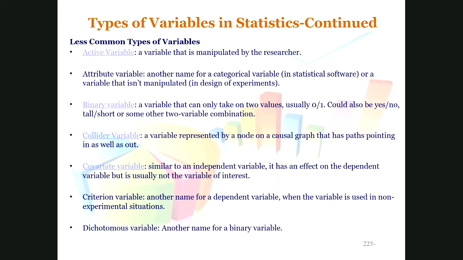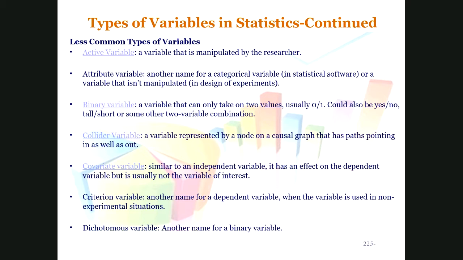The less common types of variables are active variables, a variable that is manipulated by the researcher. You're not going to do that in this particular case. Perhaps when you've graduated and wherever you work, you may actually be involved in something like that, where you are in control and you're manipulating a variable. Attribute variables, another name for categorical variable. Binary variables are variables that can take on only two values, usually 0 or 1. It could also be yes or no, tall or short, or some other two-value combination.